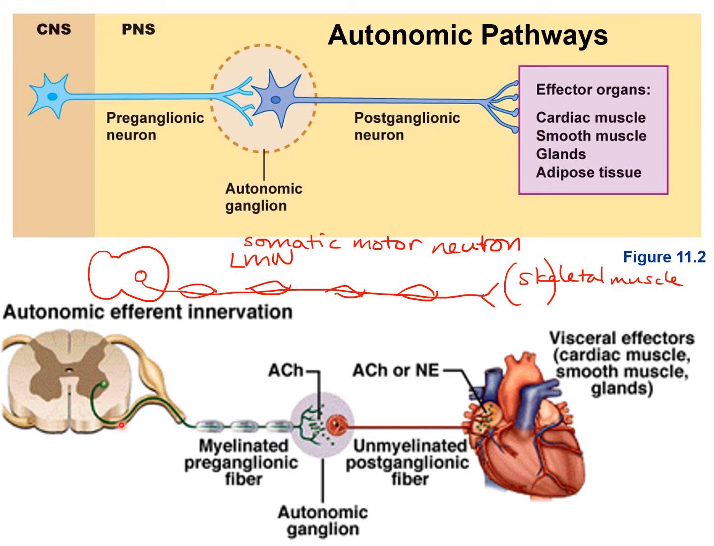because you've got two autonomic motor neurons to go from the spinal cord out to whatever your effector target organ is. So that's really different between the somatic motor nervous system. We've got one lower motor neuron out to the skeletal muscle from the spinal cord, and then from the autonomic nervous system, it's going to take two autonomic motor neurons to get out to the target organ. So that's pretty different.